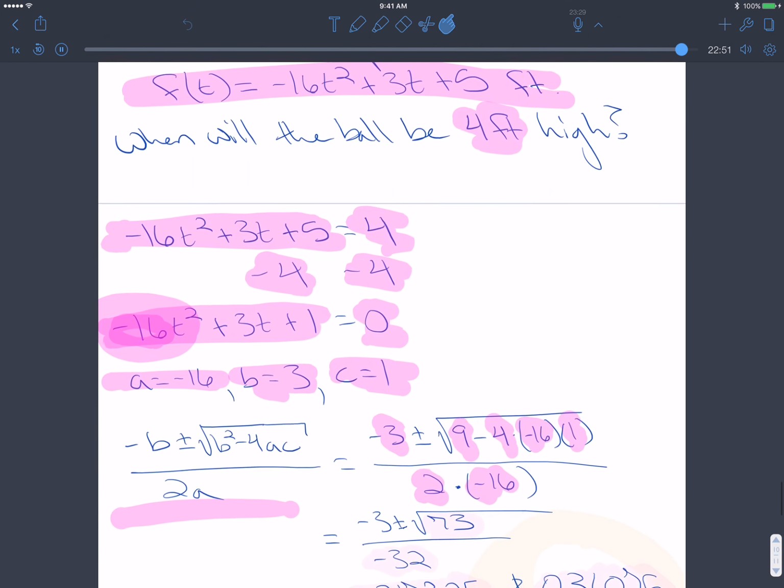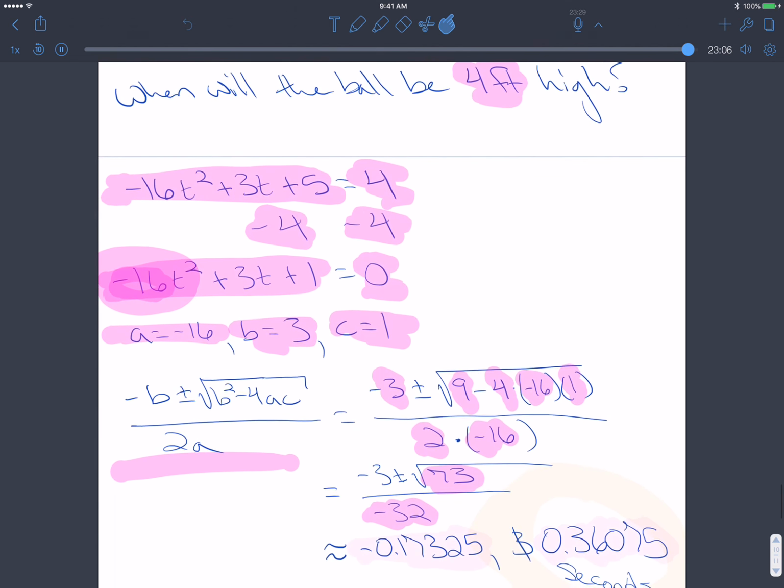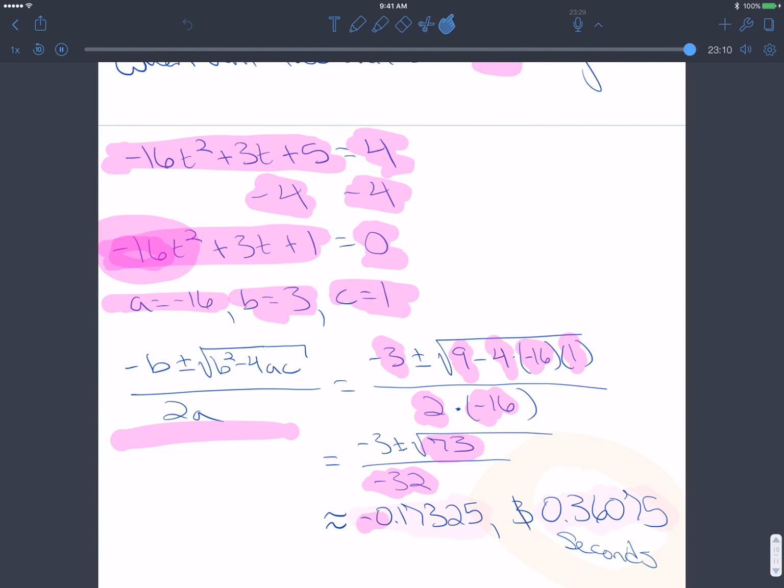So I have negative 3 plus or minus, if I simplify inside what my discriminant is, I get 73. So negative 3 plus or minus the square root of 73 all over negative 32. If you get a decimal value for these, that's about negative 0.017325 seconds and about 0.36075 seconds. Considering the fact that this is a ball problem and I threw it probably at t equals 0, the only one that I really care about is this one. So about 0.36075 seconds.